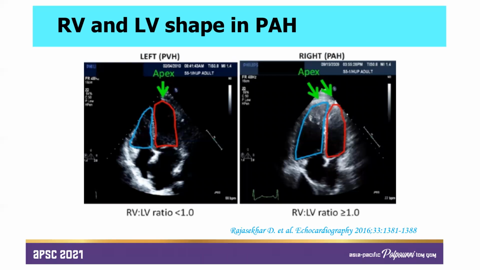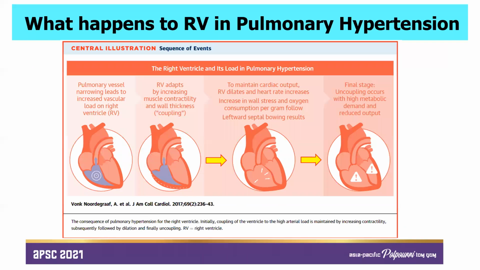In pulmonary hypertension, RV enlargement looks like this, a geometrical change compared to the LV. We notice this RV enlargement with apical deformation around the LV apex and an RV to LV ratio greater than 1. So let's think about what happens to the RV in pulmonary hypertension.